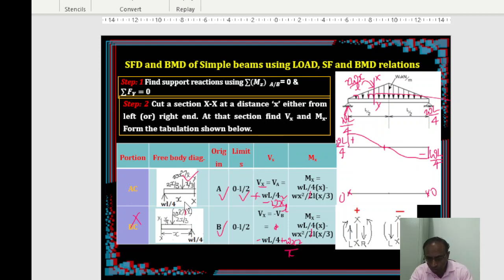WL by 4 times x, this is the section we are taking. This is correct. Then Wx square by L times, what is the distance? X by 3. Okay, so let's substitute that. WL by 4 times L by 2, that's going to be WL square by 8.